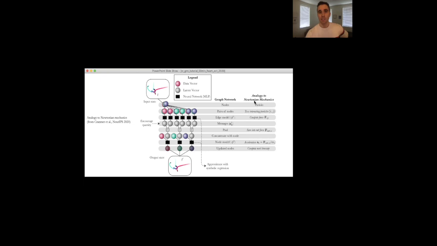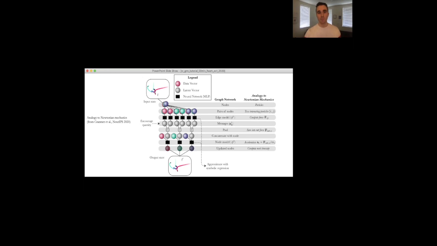In Newtonian mechanics, that's like calculating the force between two particles. You then get these messages and you pool them. In this example, it's a sum pool. You're just element-wise summing the vectors. In Newtonian mechanics, that's like calculating the net force between particles. So really, in this example, the message is kind of like a high-dimensional generalization of a force vector. It's a learned high-dimensional force vector. Then you concatenate it with the original node state, and you pass it through a second function, which is another neural network. And this is kind of like F equals MA. You calculate the acceleration given the mass and this pooled force, and then you calculate the updated node state, or for Newtonian mechanics, you would calculate the next velocity of the particle.